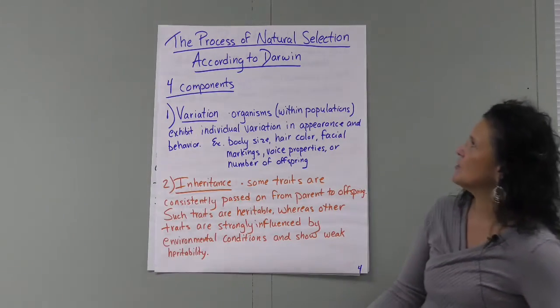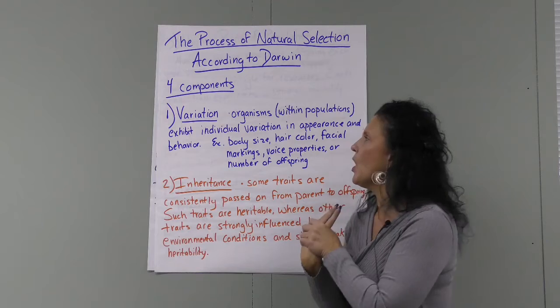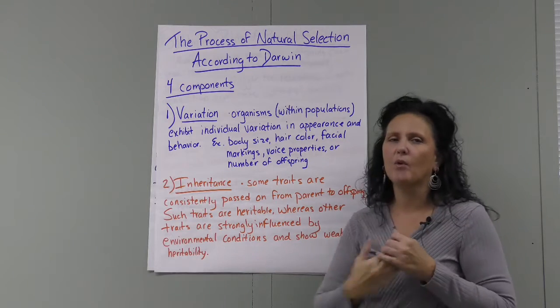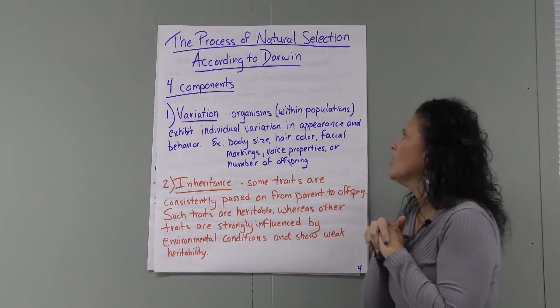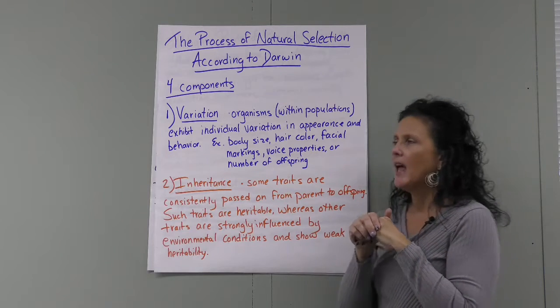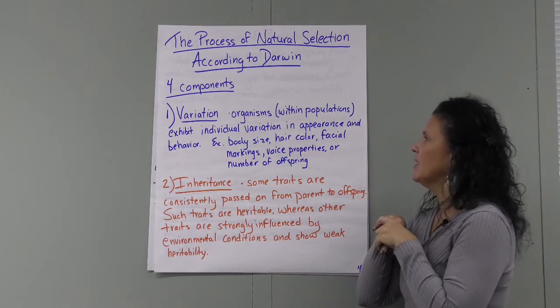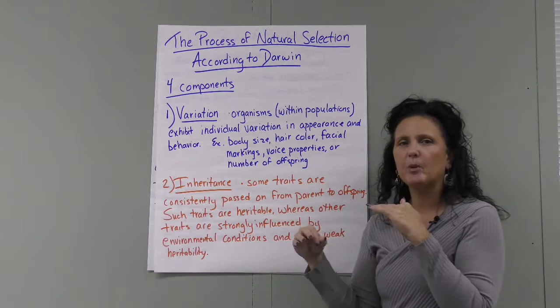The process of natural selection, according to Darwin, has 4 components. We're going to look at all 4 of them. The first one is variation, right? Organisms within populations have individual variation in appearance and behavior. So I put some examples down here.